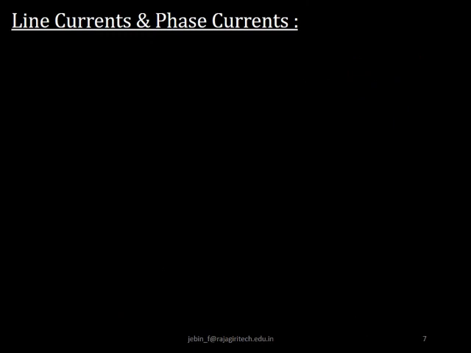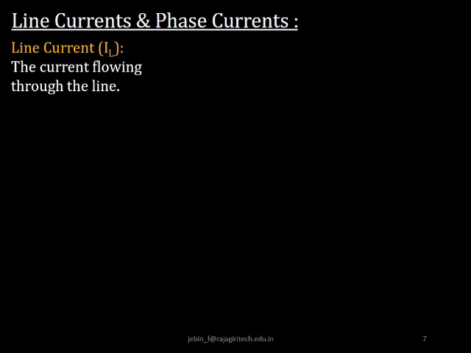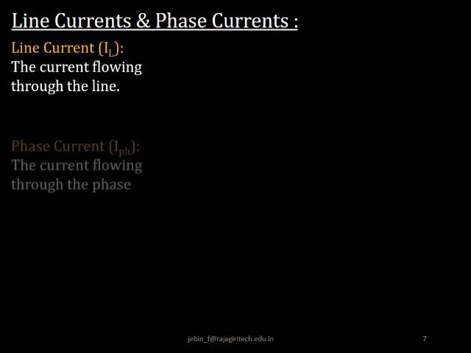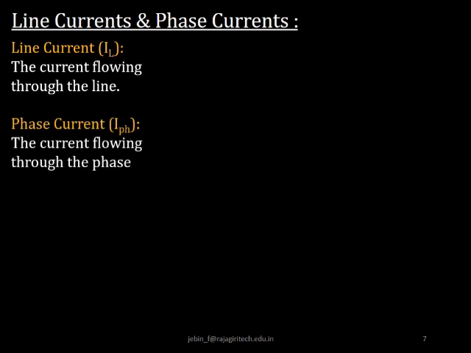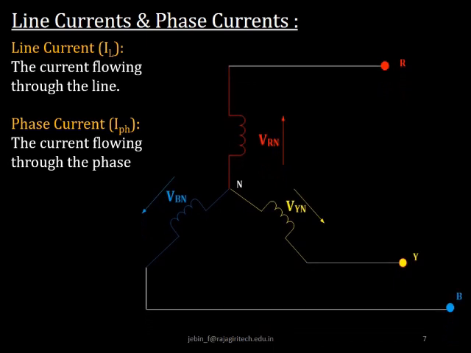Next we are going to define what we mean by line currents and phase currents of a three-phase balanced star connected system. We'll define line current first. A line current is defined as the current flowing through the line. And the phase current is defined as the current flowing through the phase. Now we'll see a star connected system, which is shown over here.